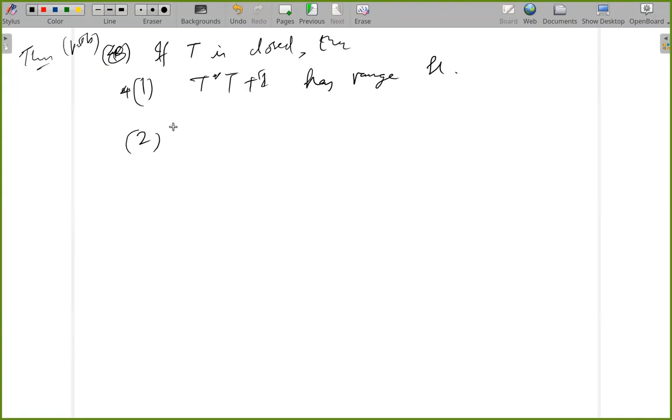Remember, by the way, I have not defined what T star T means, but whatever you guess will be the correct answer. It's exactly the operator which makes sense.